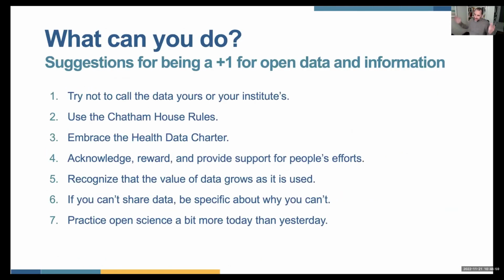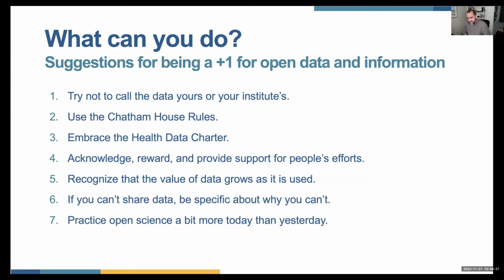What can you do? These are things that I've been doing, and please add to this, because I want to be positive about this. But David, I try not to call it my data. I work at StatsCan, and I don't think you'll hear me say StatsCan's data. I'll say data collected by StatsCan, or I work at ICS, and that's where I conduct a lot of research.